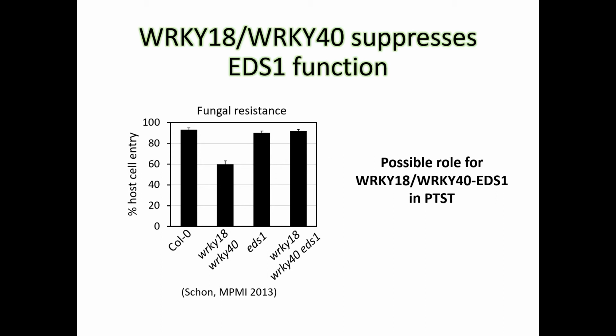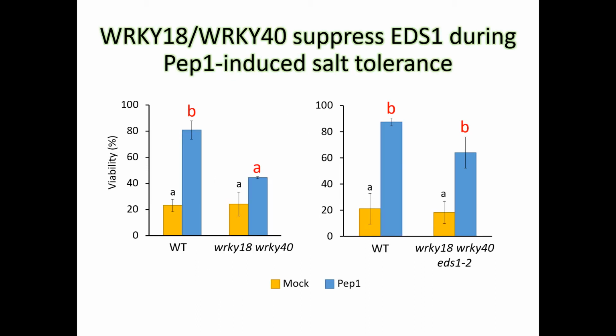Supporting our hypothesis, there are several studies that reported a negative relationship between WRKY18/40 and EDS1. As you can see here, the WRKY18/40 mutant shows enhanced fungal resistance. But such enhancement was cancelled with the simultaneous loss of EDS1. So this tells us that WRKY18/40 suppresses EDS1 function.